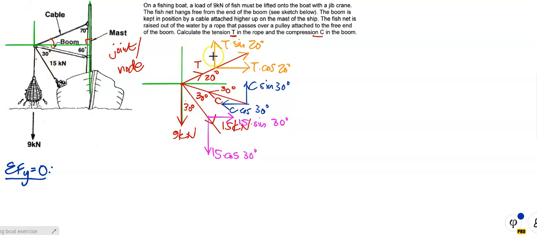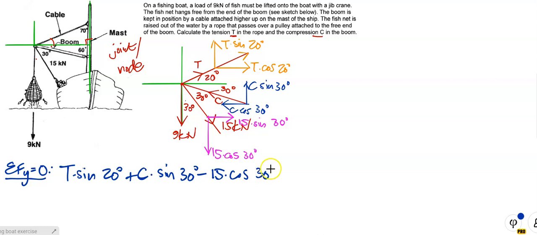Right, I'm summing verticals. I can take the four in any order, it doesn't matter, but I just need to take them all. So I'm going to start with T sine 20, it's plus, so plus T sine 20, plus C sine 30, minus 15 cos 30, minus 9 is equal to 0. Can I solve it? No, I can't, because I've got two unknowns.